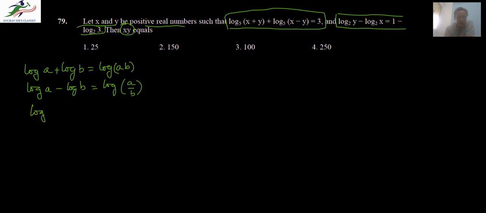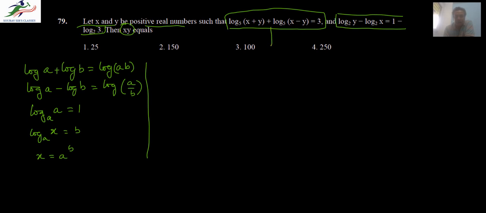Now we all know that log of a plus log of b to the same base can be written as log of a into b, and log of a minus log of b can be written as log of a over b, and log of any number to the same base is equal to 1, and log of x to the base a equal to b means x equal to a to the power b. So these are the concepts that we'll need to solve this problem.